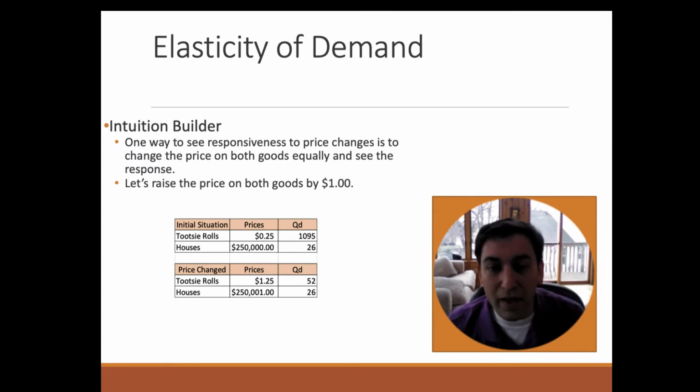You can see pretty quickly that this dollar change isn't a good way to measure that response. Why? A dollar change on a Tootsie Roll is a huge impact on the price of a Tootsie Roll. A dollar impact on the price of a house is tiny. So what we need to do is not just look at a standard change, but look at a standard proportional change to see what the response is.